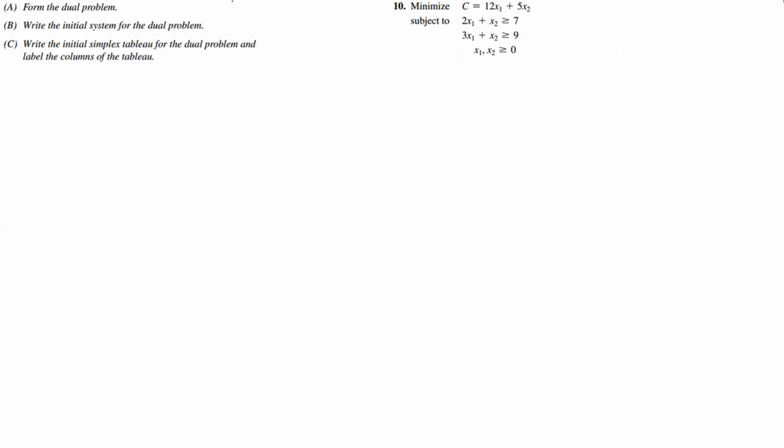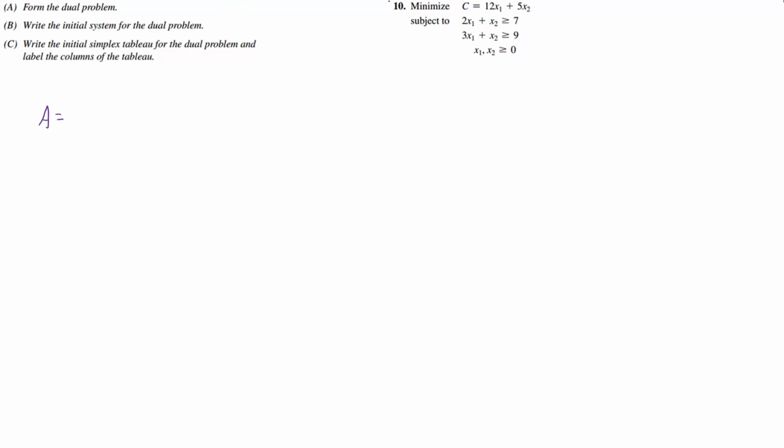So first things first, we start with the minimization and those greater than or equal to constraints. What we need to do is first write our A and then find the transpose of that matrix, and then after that we can write the dual problem. After that we can convert that to the equality system, and then after that we can write the simplex tableau. So first things first, A.